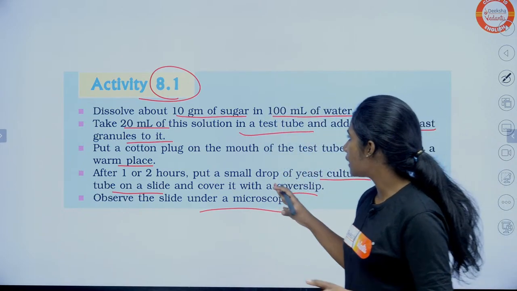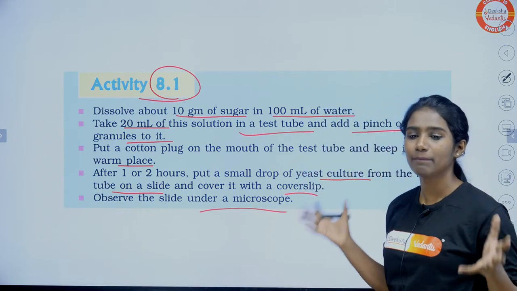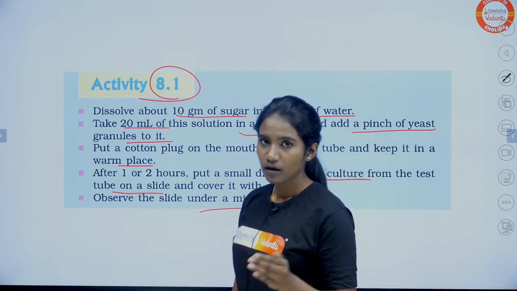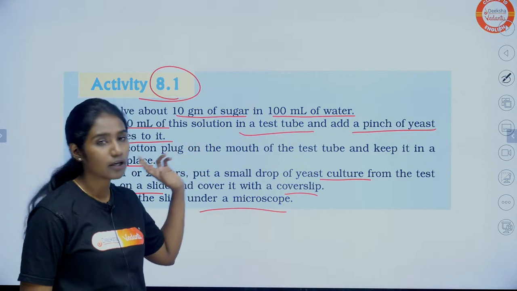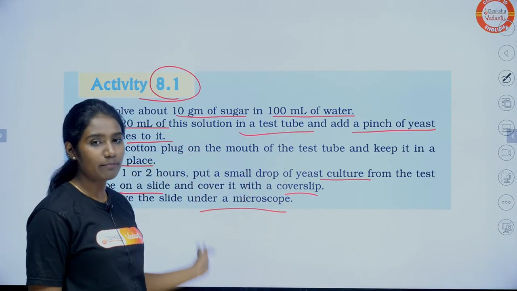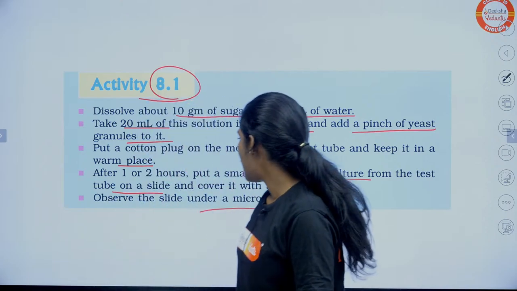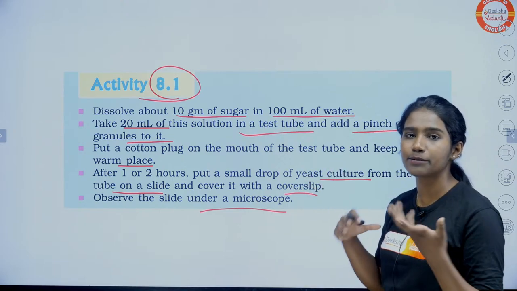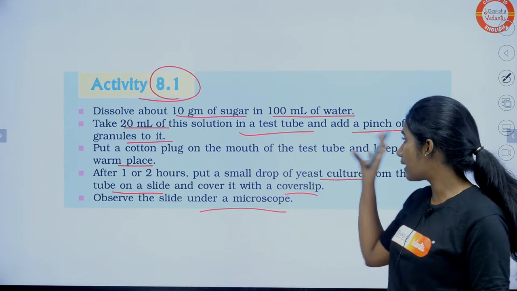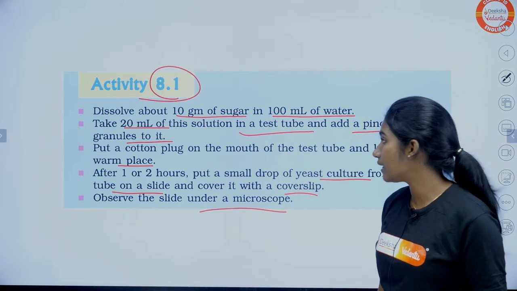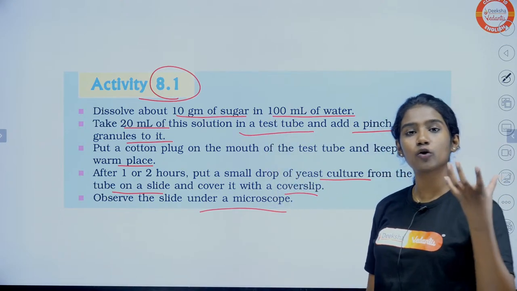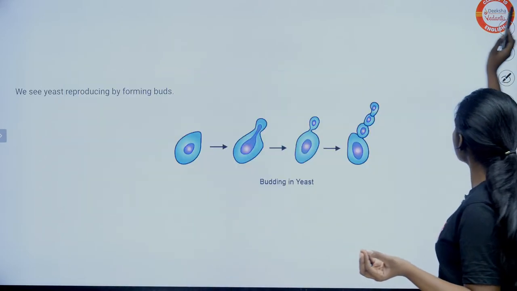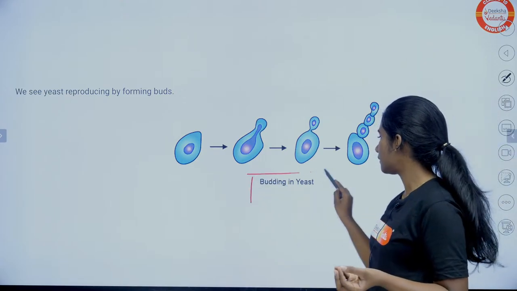So what we are doing is letting the yeast multiply. For that, it requires a warm temperature, along with sugar. Only then will the yeast multiply. And then they are asking you to observe under the microscope. When you observe it, you will see the yeast multiplying. That's it, nothing much. For yeast to multiply, it requires warm temperature and certain glucose, sugar molecules. Okay, students? So, you will see budding in yeast.